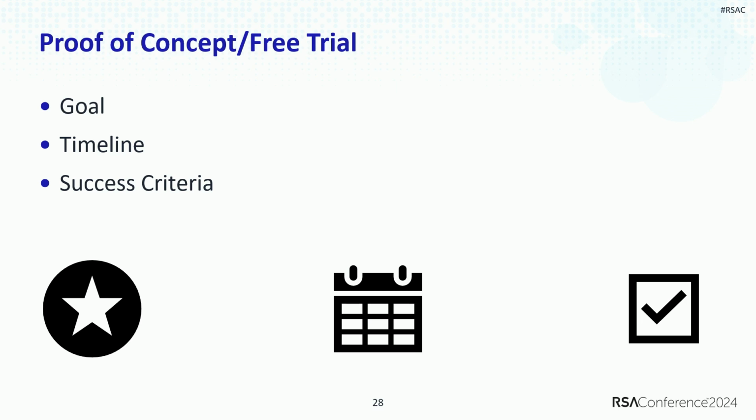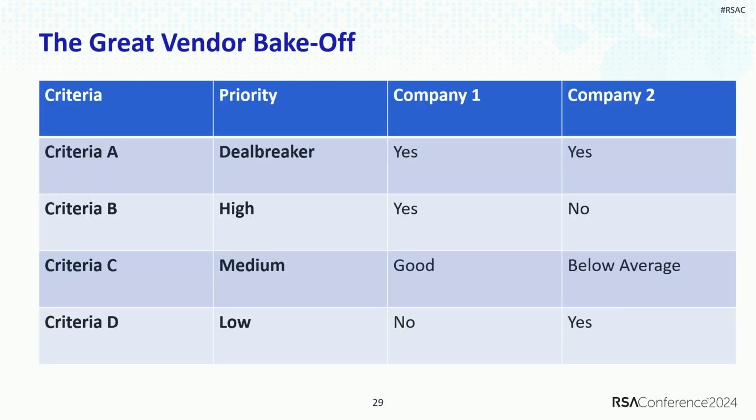So that's where the timeline comes in. What are you evaluating, and how long are you evaluating it for? And then lastly, success criteria. And this is something that vendors will talk to you about when it comes to your proof of concept. What would you consider a successful proof of concept? I would say that a successful proof of concept would have these things available.